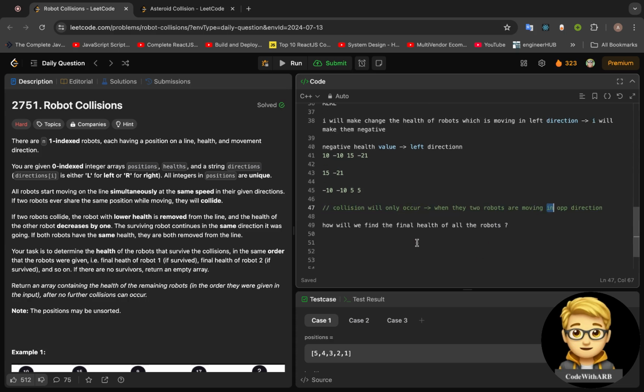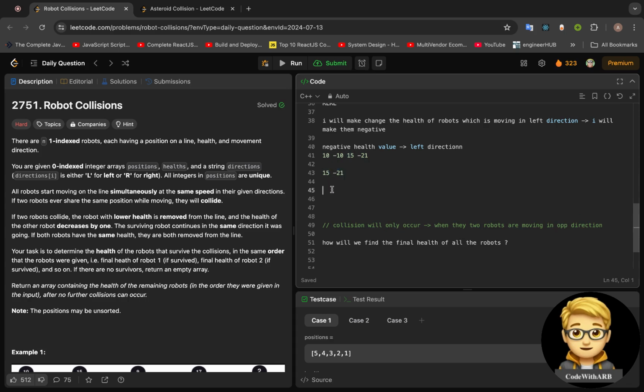So then only one collision will occur. These two and these two will never collide, that's for sure. But these two will definitely collide. When they collide, this 15 is less than this 21. Don't see this negative; it is just for direction. This 21 is greater than this 15.